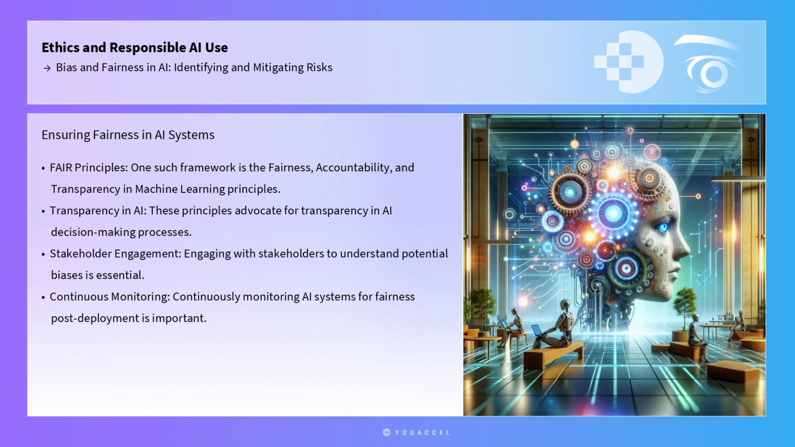Practical frameworks for assessing and ensuring fairness in AI systems are essential for professionals. One such framework is the Fairness, Accountability, and Transparency in Machine Learning Principles. These principles advocate for transparency in AI decision-making processes, accountability for outcomes, and fairness in treatment across different demographic groups. Implementing these principles involves conducting thorough impact assessments of AI systems, engaging with stakeholders to understand potential biases, and continuously monitoring AI systems for fairness post-deployment.